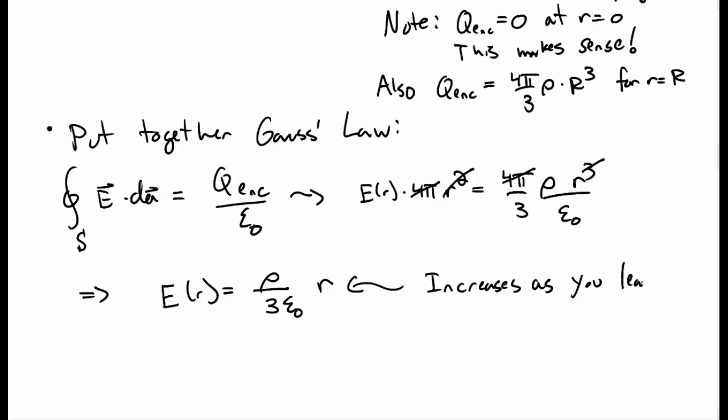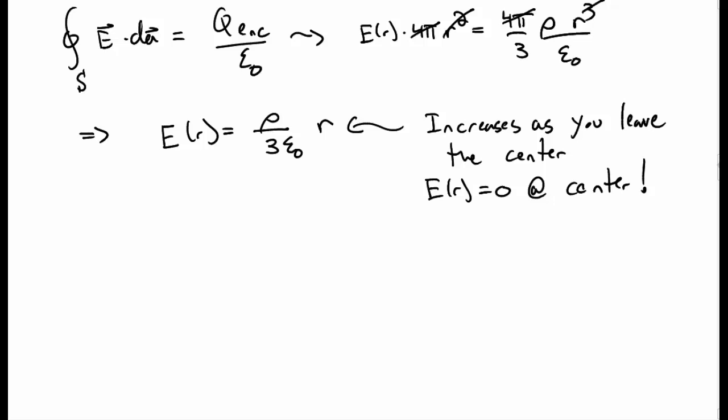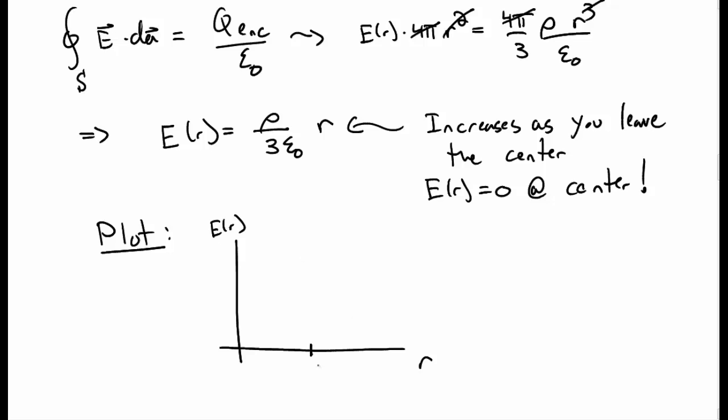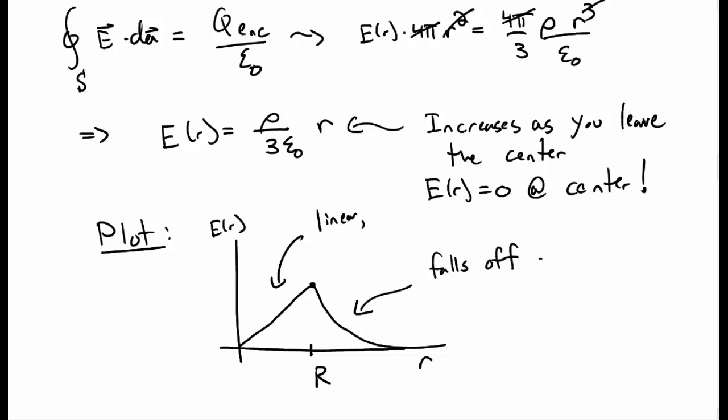And this is actually significant because it means the electric field actually increases as you leave the center. Also notice that the electric field is exactly 0 at the center, which is maybe what you would have expected. It should completely cancel at the center of the sphere. Let's summarize this information by making a quick plot of the electric field as it depends on r. So up to big R, the electric field is linear, and then outside of big R, the electric field falls off like 1 over r squared, like a point charge.